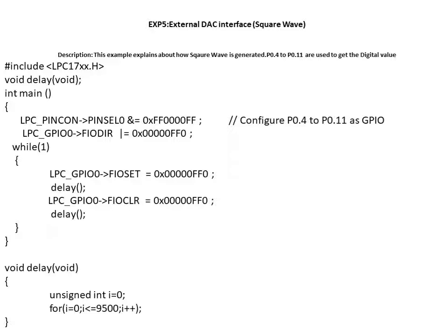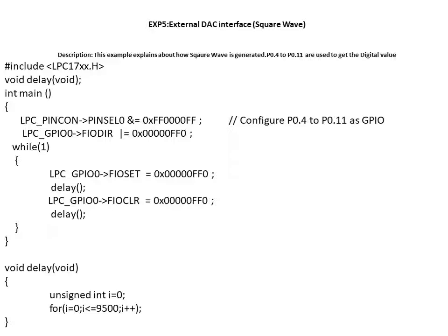In our program, we are sending the data through port 0 bit 4 to port 0 bit 11. Those bits, bit 4 to bit 11, are initially made high through the statement LPC_GPIO0 FIOSET 0x00000FF0. Here port 0 bit 4 to port 0 bit 11 are made high. High means up to 5 volts, the highest value it can hold, so you will have a straight line generated on the CRO. Then we are calling a delay.